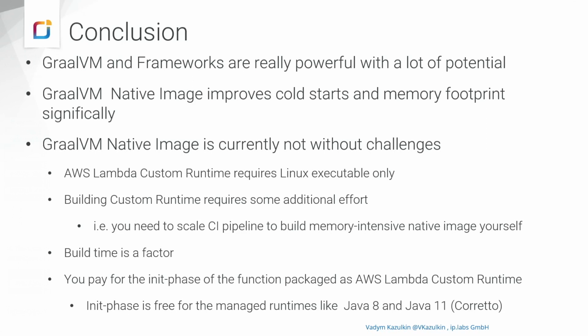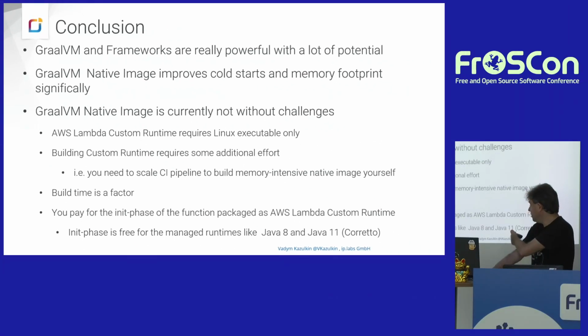Building a custom runtime requires some additional effort, so you need to manage the CI pipelines by yourself. If you have a lot of functions and each takes 3 to 4 minutes to build, and it requires 6 GB memory to build the native image, and then you have to scale this, you need the infrastructure to do it yourself. Otherwise, your developer experience may be even worse. Yeah, that's another factor. So build time is a factor.